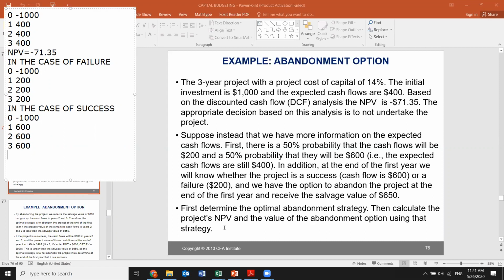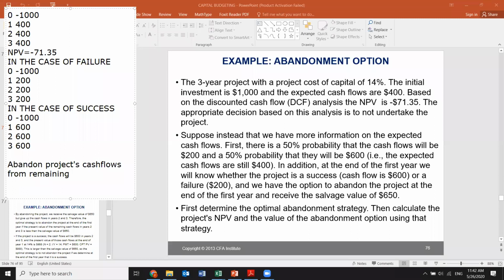So our strategy would be the following. If we abandon the project, the cash flows from the remaining years, abandoned cash flow from the remaining years, is less than, let me do it in this way. We will abandon the project. This is our strategy, okay?